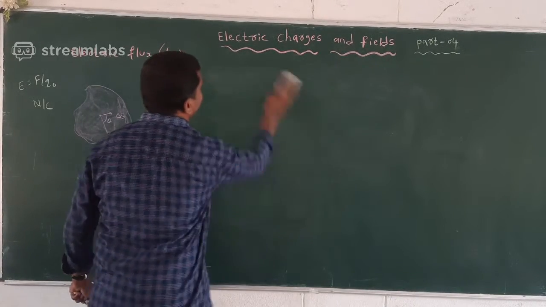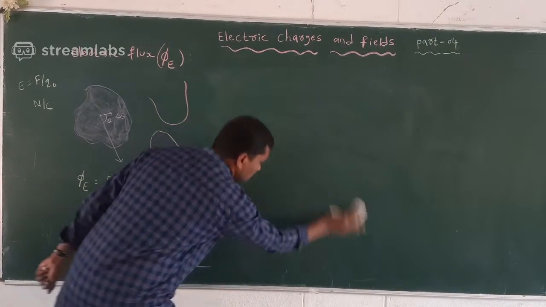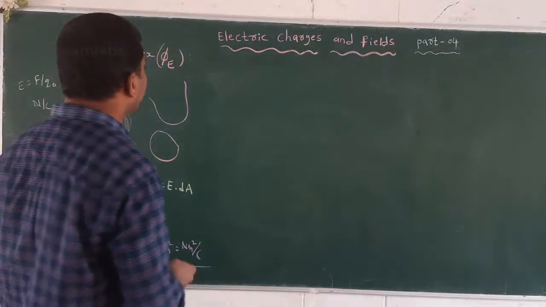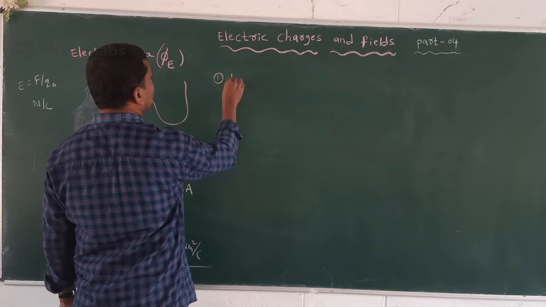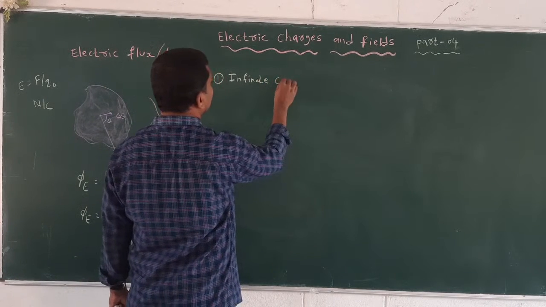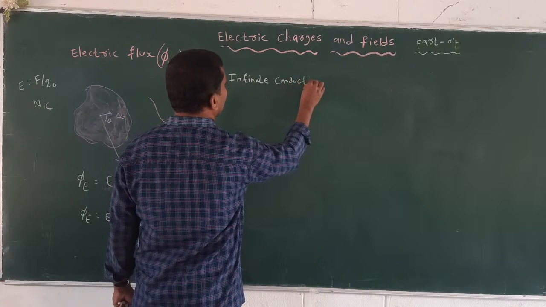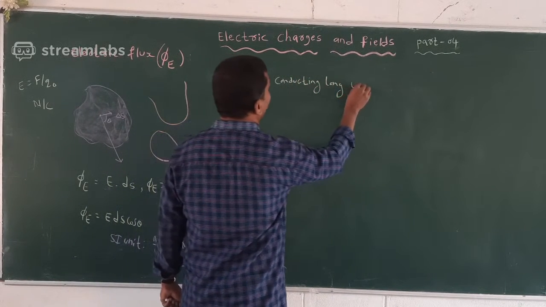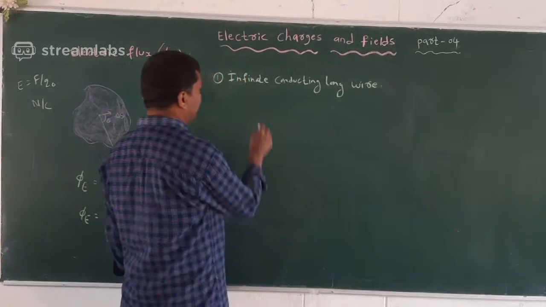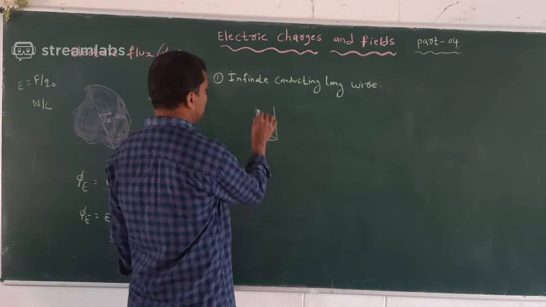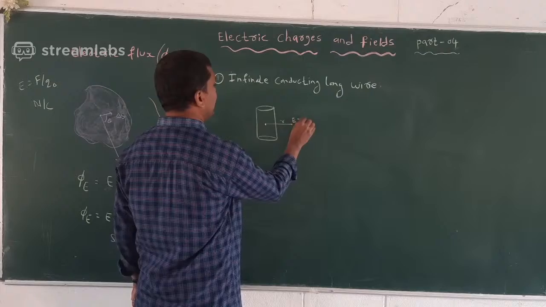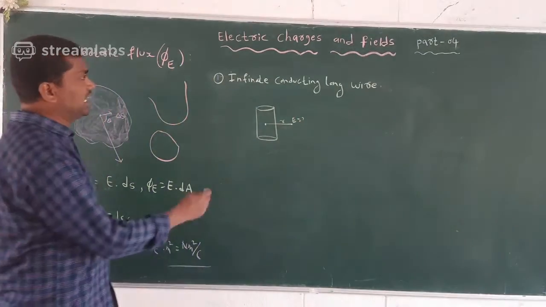These questions will be asked as very short answers. So this Gauss law is applicable to, the first one is the infinite conducting long wire. So we can take the long wire, the conducting wire. Suppose the wire shape, we can take this center of the wire. At a distance r, we can measure the electric field intensity. So this is the conducting wire.